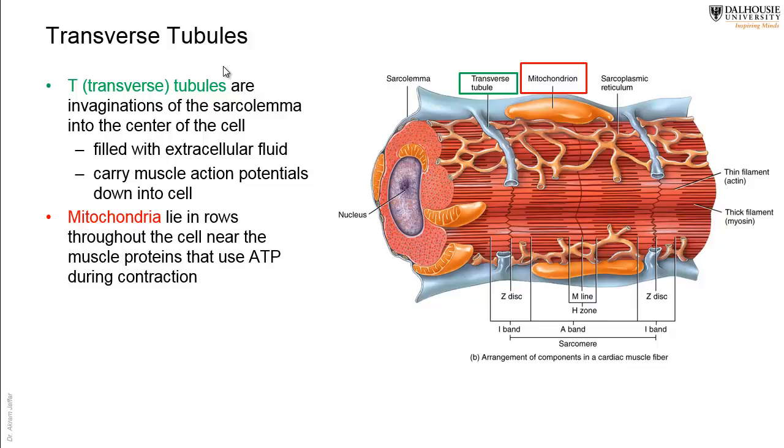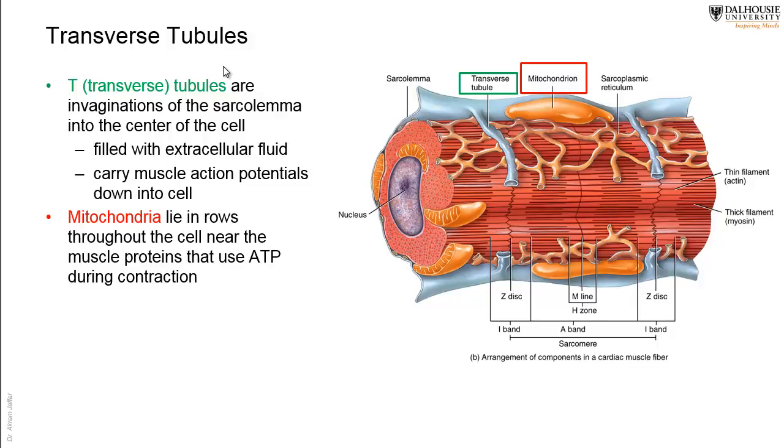This action potential is necessary for the release of calcium. Calcium is released from the smooth endoplasmic reticulum. Once calcium is released into the cytoplasm, then the cross bridges will be formed and the muscle contracts. Okay?